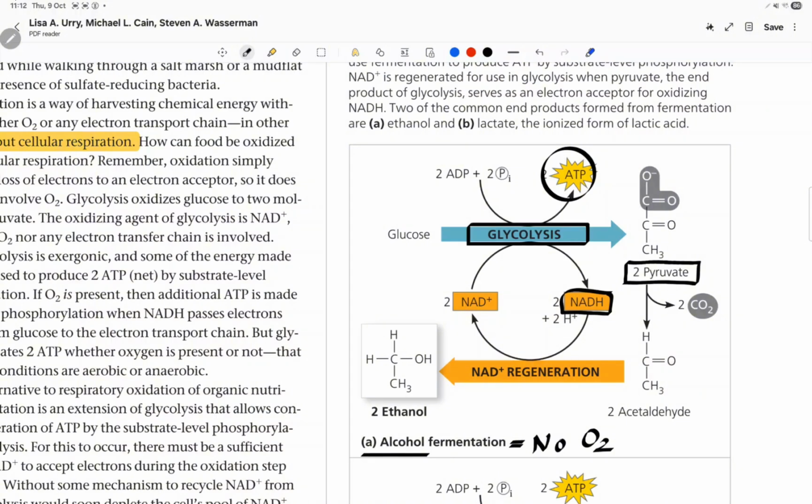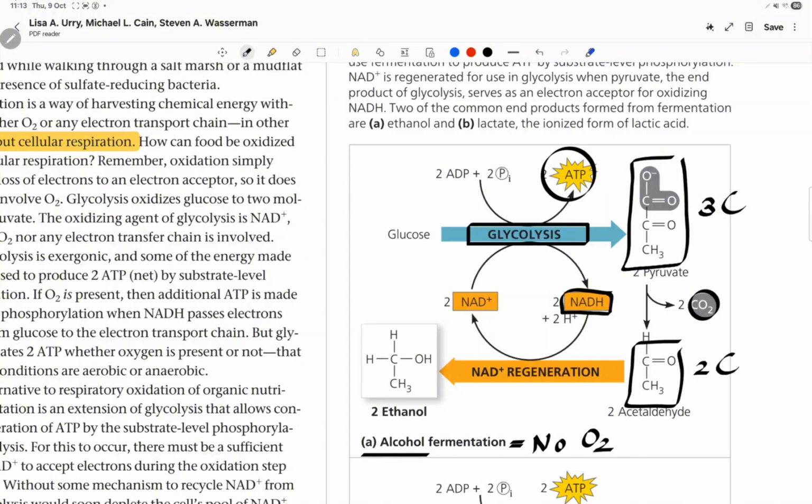The pyruvate that was made by glycolysis will lose a carbon to go from a 3-carbon substance to just a 2-carbon substance. Why? Because we lost a carbon as CO2. That means organisms that perform alcohol fermentation will also produce CO2 as a result.